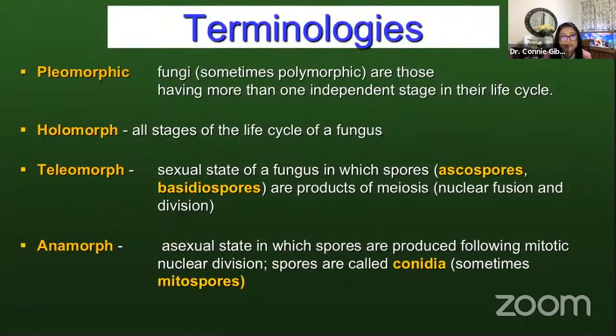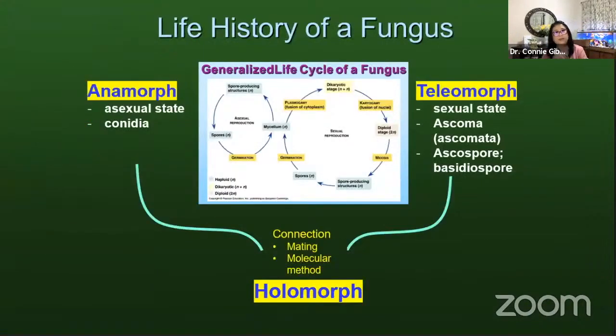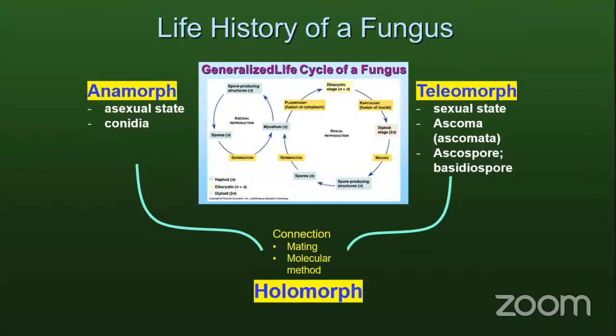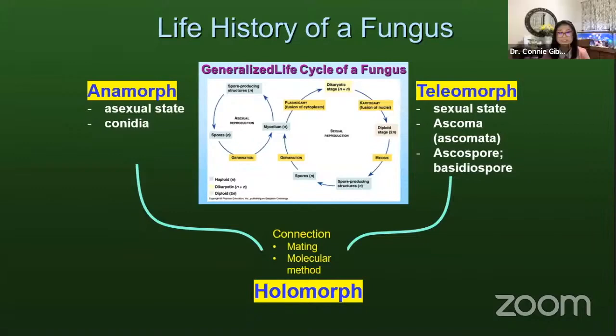The next one, please, JP. So this is the life history of a fungus. They have the anamorph and the teleomorph, but they can occur at the same time. Sometimes they occur independently from each other, or at the same time. If they occur at the same time, that is what becomes the holomorph. So do you get it?